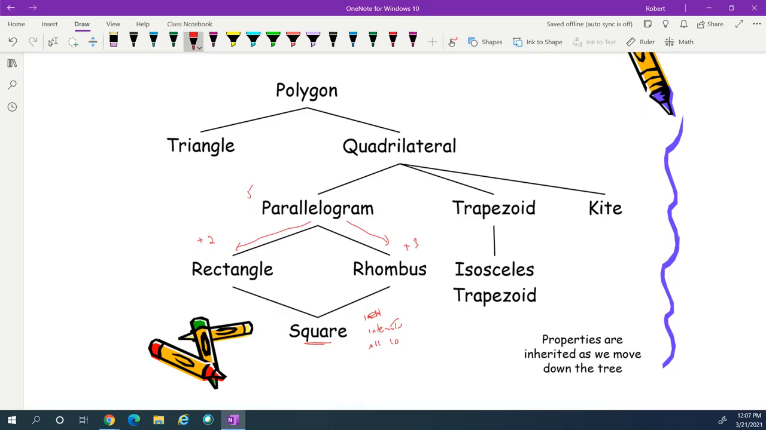all 10. So a square is a rectangle. It's a special kind of rectangle. It's also a special kind of rhombus. It has all the properties of a rectangle and a rhombus, which of course includes parallelogram. So we're going to see after we learn the three properties of a rhombus, we have effectively learned all the properties of a square as well. So let's get right into it.